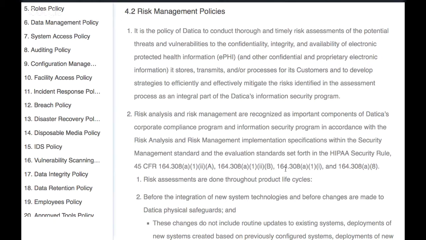Risk analysis and risk management are recognized as important components of Datica's corporate compliance program and information security program, in accordance with risk analysis and risk management implementation specification within the security management standard and the evaluation standards set forth in the HIPAA security rule.